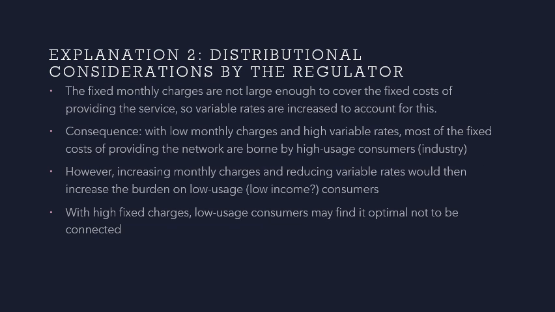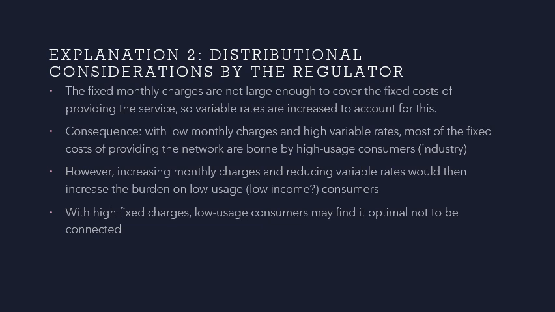Explanation 2 is kind of the same as explanation 1, but the fixed monthly charges are not large enough to cover the fixed costs of providing the service, so the variable rates are increased to account for this. And the variable rates are what we're calculating marginal cost based off of. So the consequence of this is with low monthly charges and high variable rates, most of the fixed costs of providing the network are borne by high usage consumers or the industry. Right, because if most of the fixed costs are transferred to the variable rates, then the high usage consumers are paying a larger fraction of the fixed costs than the low usage consumers who don't pay very much in variable costs.